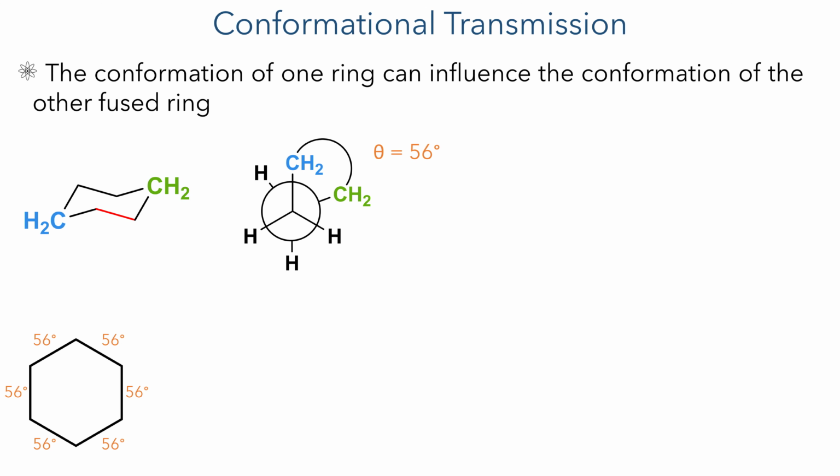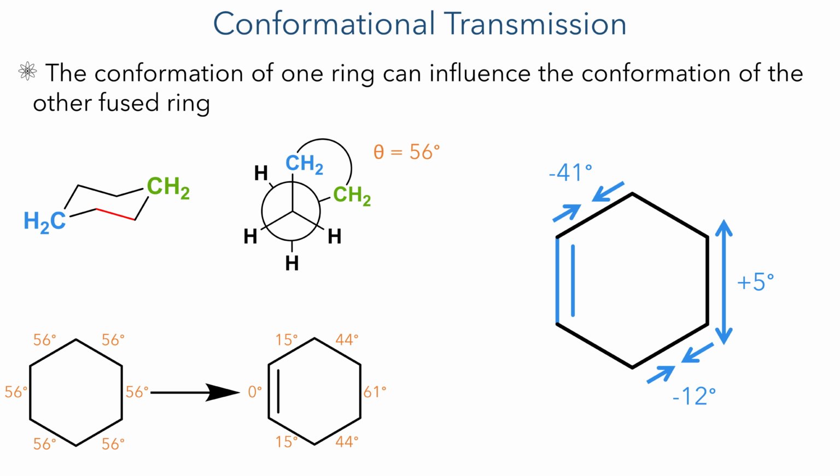In fused systems, conformational transmission can be observed. This is when the conformation of one ring influences the conformation of the ring fused to it. In cyclohexane, the dihedral angle is 56 degrees for every carbon-carbon bond in the molecule. However, when you introduce a double bond into the structure, this flattens part of the molecule and changes the dihedral angle to 15 degrees adjacent to the double bond, 44 degrees for the next bond away, and 61 degrees for the bond directly opposite in the ring.